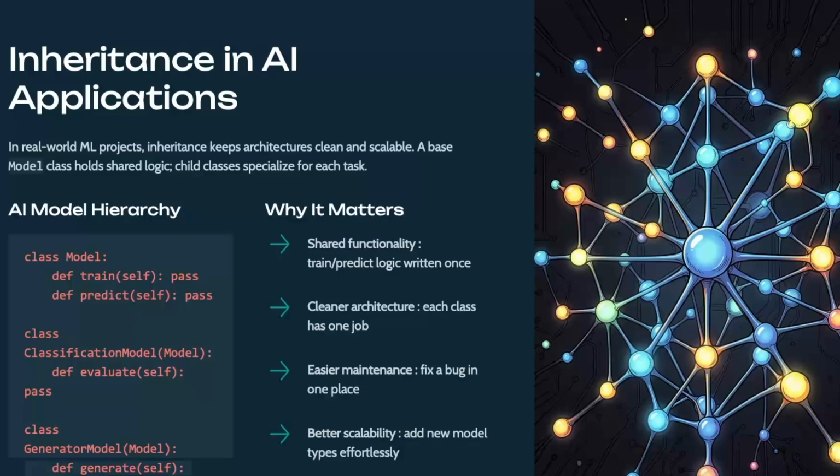All of these are models. This means that they can inherit common functionality from the parent class, which is model. The specialized classes only need to implement features unique to themselves. This approach is heavily used in frameworks such as TensorFlow, PyTorch, and many enterprise-grade machine learning platforms. Inheritance helps developers build scalable systems without constantly rewriting the code.